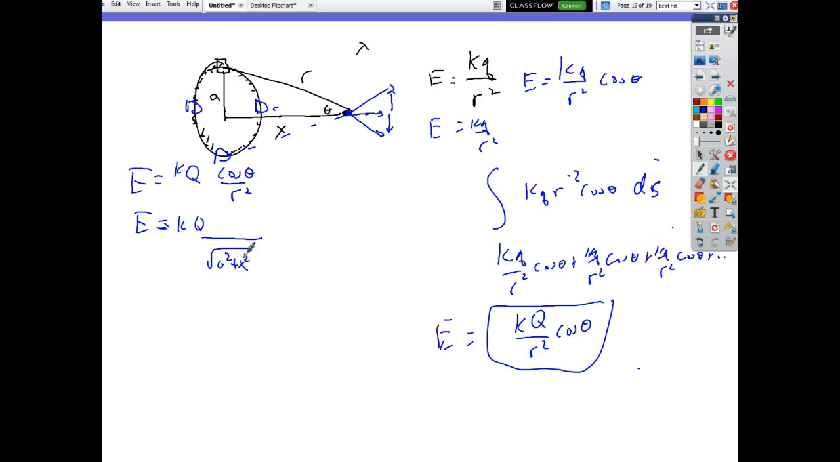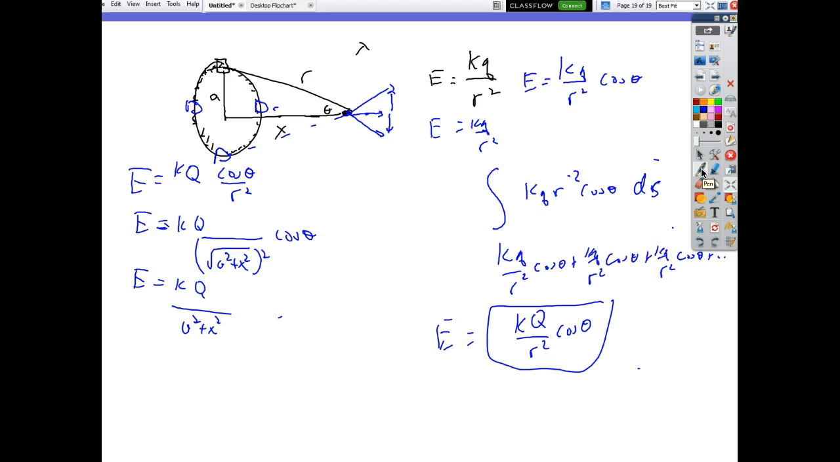So r squared times cosine theta, and that's just a squared plus x squared, agreed? What about cosine theta? I probably didn't give you cosine theta either. Peter, can you write me an expression for cosine theta in terms of a's and x's, or a's and r's, or x's and r's, or anything? Here's theta. How do I write cosine? What would cosine of this triangle be?